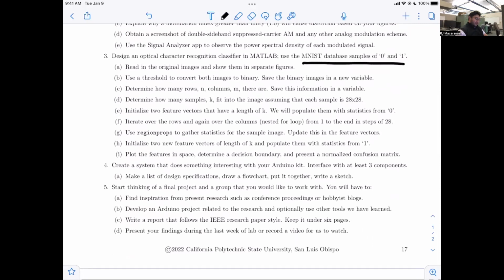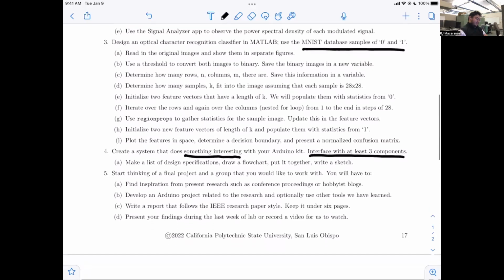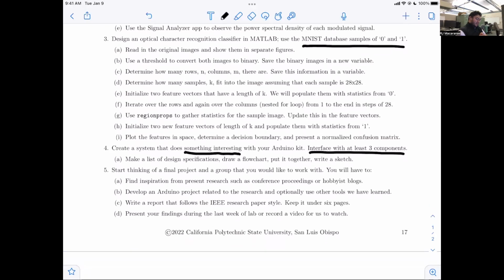And then we're going to create a system that does something interesting, very open-ended here with your Arduino kit, and you're going to interface with at least 3 components. That's 3 components, not including the Arduino and breadboard, as some people have asked. So 3 other components from your kit.